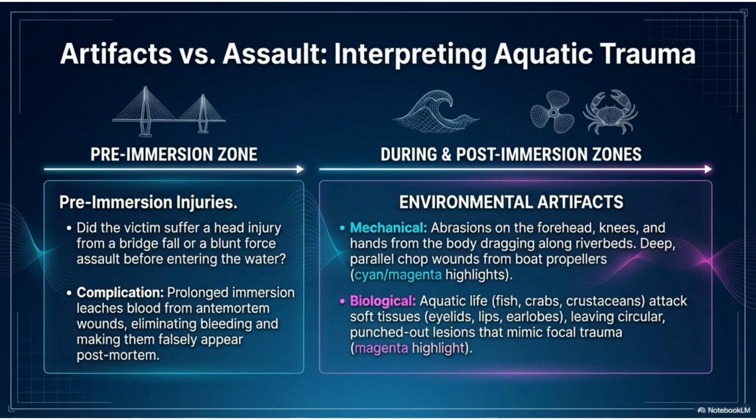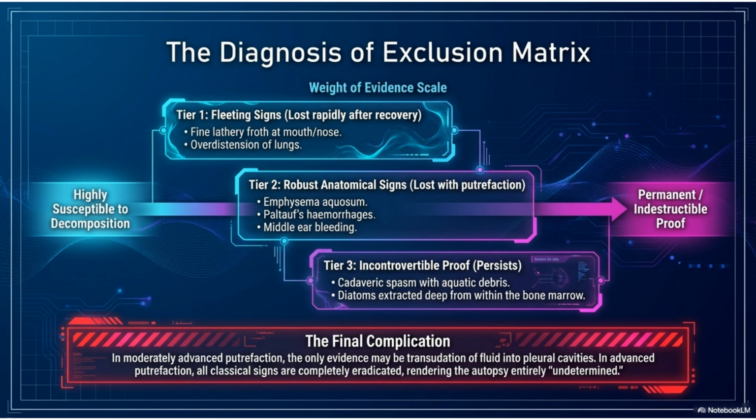Interpreting aquatic trauma requires distinguishing between pre-immersion injuries and environmental artifacts. Pre-immersion injuries, like head trauma, complicate the diagnosis. Post-immersion artifacts include mechanical abrasions and biological attack by aquatic life. The diagnosis of exclusion uses a weight of evidence scale.